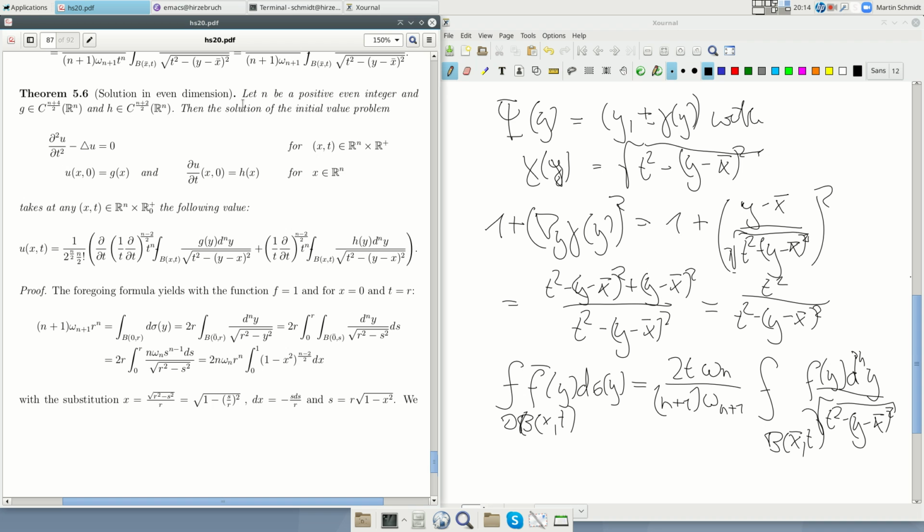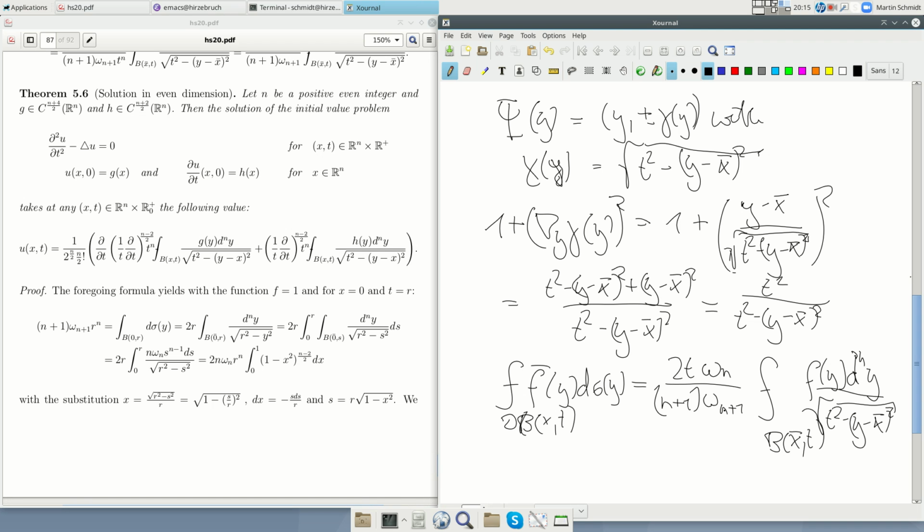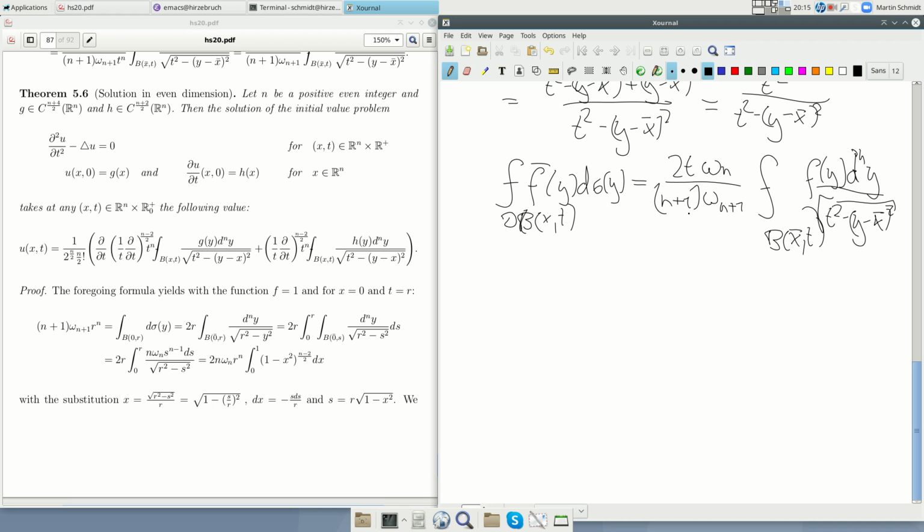Yeah, so the initial value problem is solved by this formula. The only thing which remains to be understood is this factor in front. And in order to understand this factor in front, we have to calculate this quotient here. So now we want to calculate this quotient. In order to calculate it, we again use our parameterization.